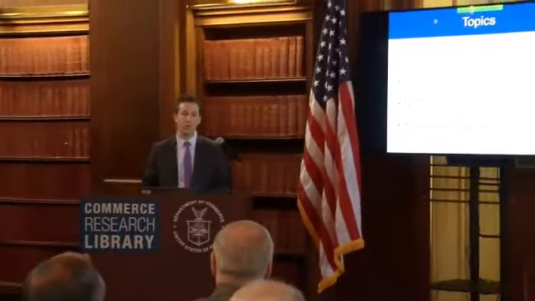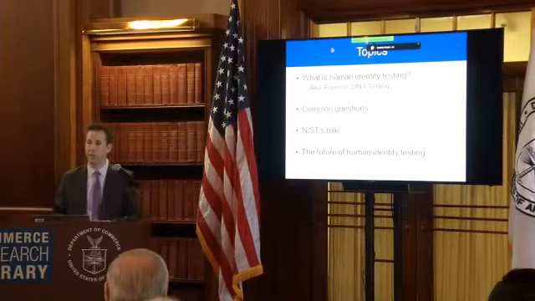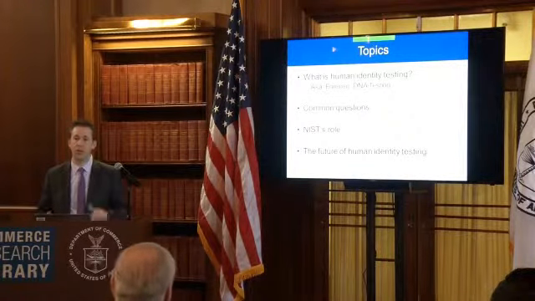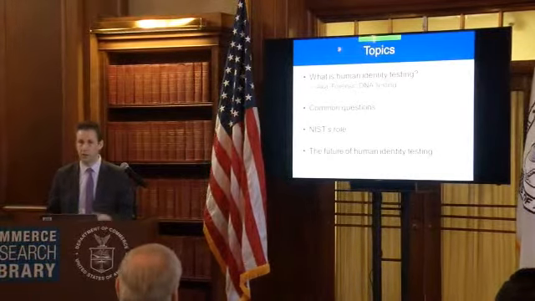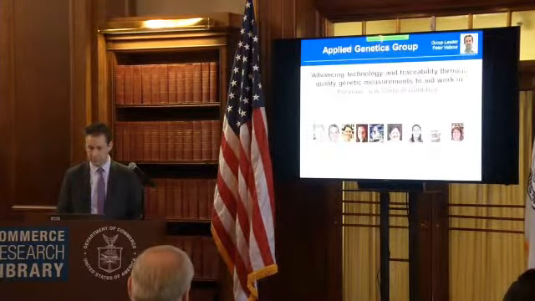And I'll go through the process of how it works, how DNA typing works, a little bit of genetics, and hopefully that'll give you an idea of how human identity testing works and answer some common questions about it. From there, we'll move to NIST's role, what we're doing at NIST in terms of supporting the forensic community in human identity testing. And then we'll finish up with some of the newer things that are going on in terms of the future of human identity testing. If you have any questions at any point, just feel free to stop me.